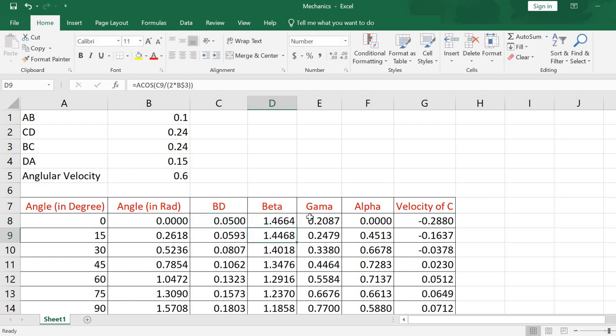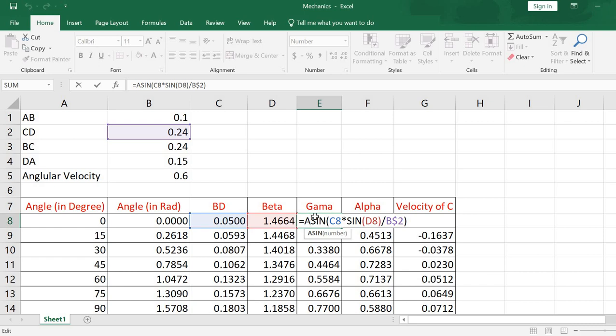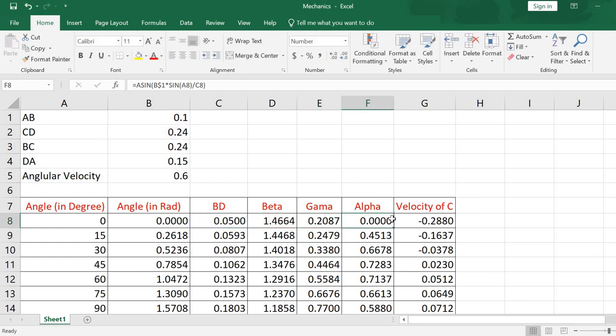So likewise, you need to do this for gamma as well as alpha. These are the simple steps and you can easily follow this. After that, you need to drag these values. From that, you can get the other values too.